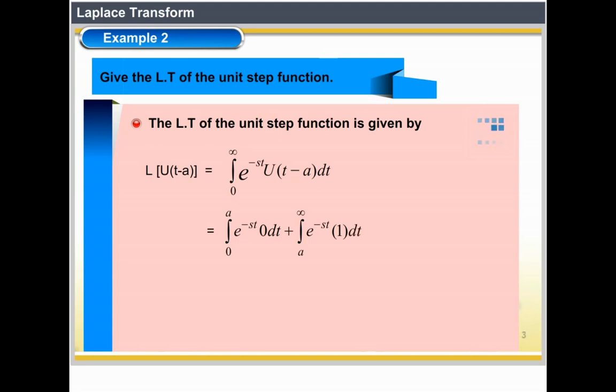The first term will vanish because 0 into anything is 0. Then we integrate the second term. We get e power minus st divided by minus s, with limits a to infinity, equal to e power minus as divided by s. That means we can also say e power minus s into a divided by s.